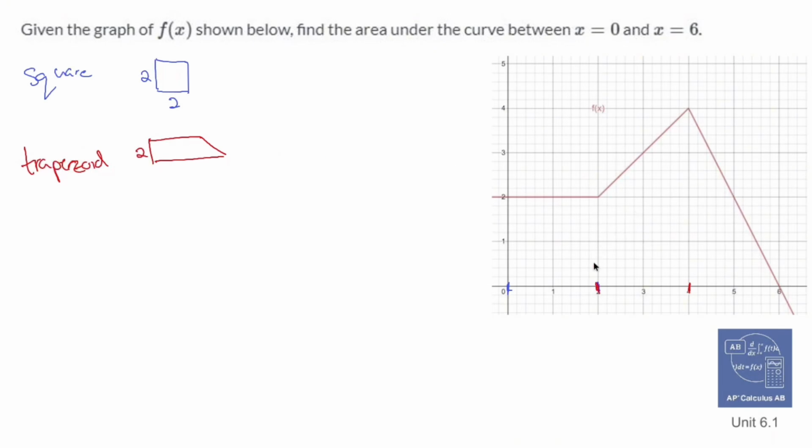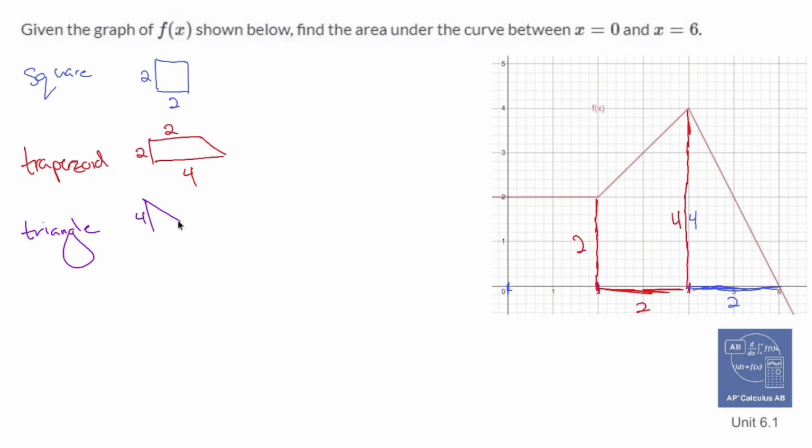So the height of it is going to be 2. And I guess it would be the base. If we were looking at this, that 2, we would call it base 2, and that 4, we would call it base 4. So that's 4, and your 2 as well. One more shape though, and that shape would be a triangle. A triangle with a length of 2, height of 4. So let's get a different color. Triangle. Height of 4, length of 2.